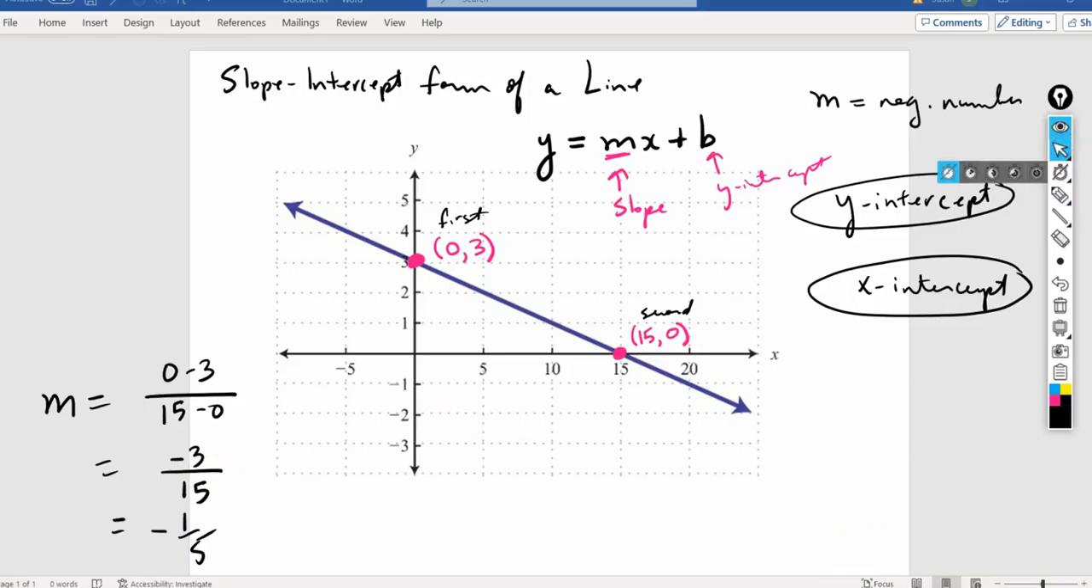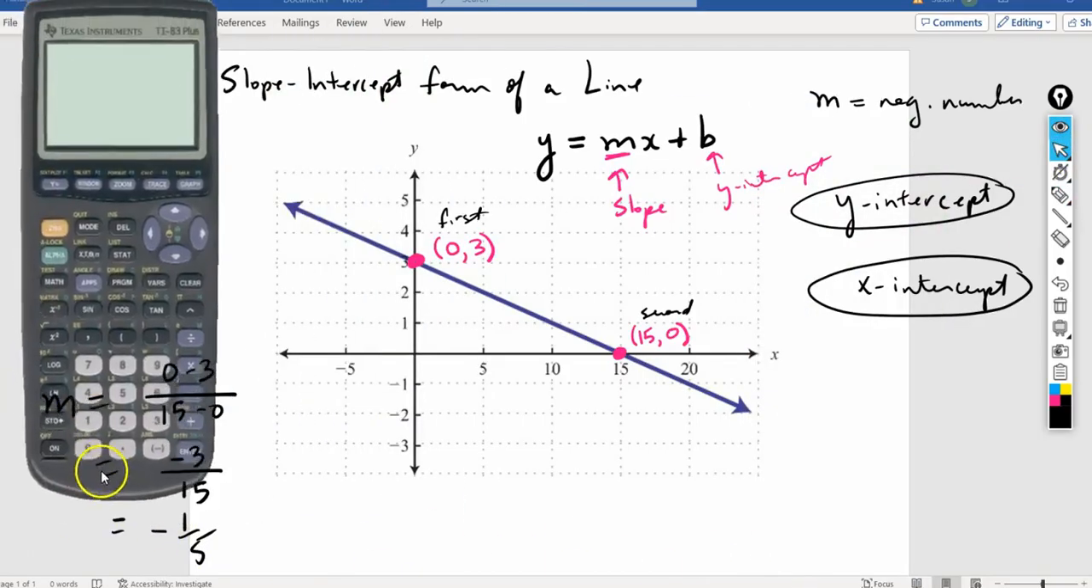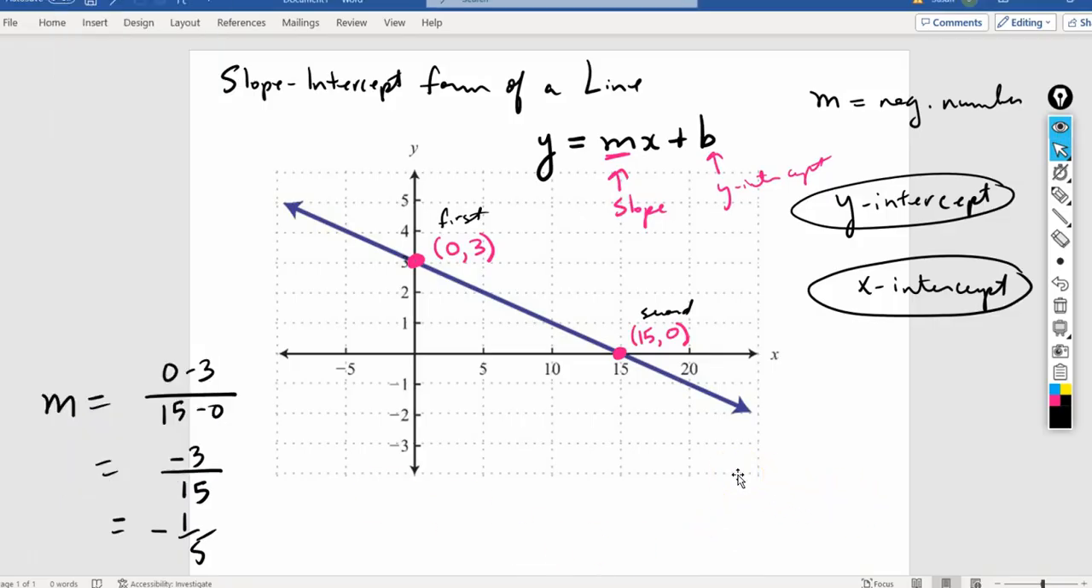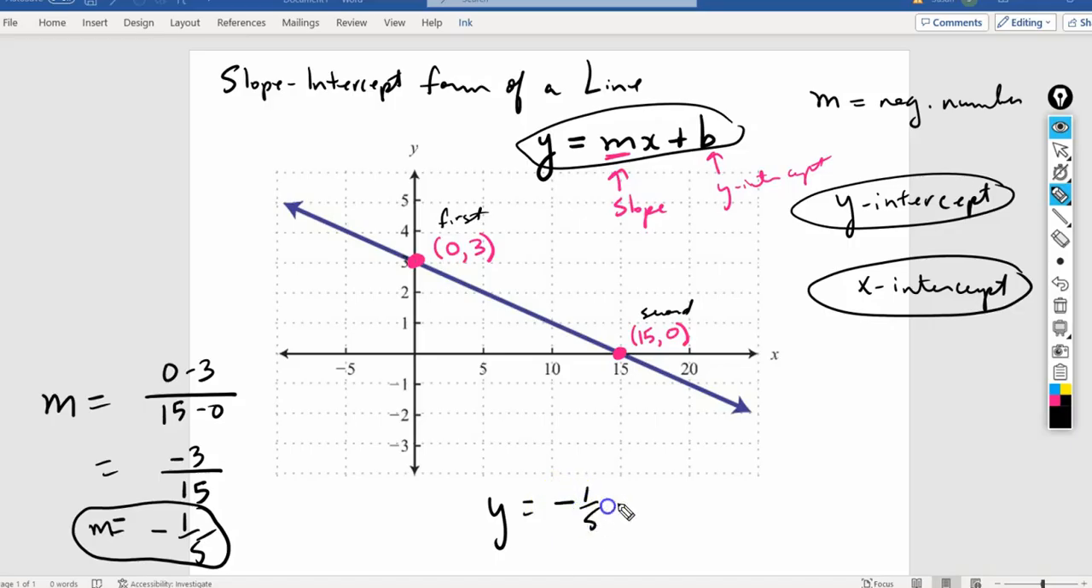And again, as I showed in a previous video, you can put in negative 3/15 and then press math and enter, and it gives it to you in reduced form. So I have the slope. We said it was going to be a negative number. And y is equal to the slope x plus b, where b is our y-intercept, so plus 3. And, sorry, that should be an x there, not an m.